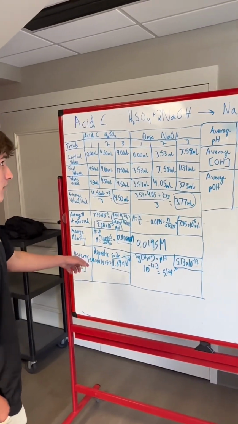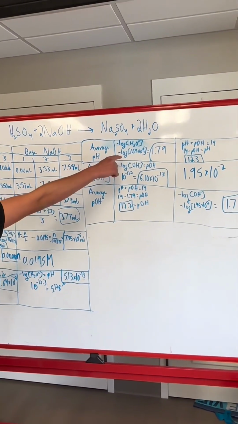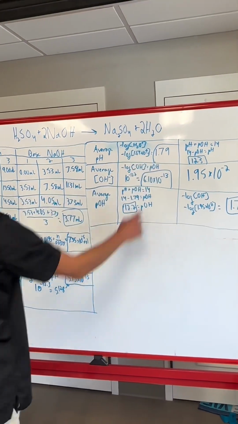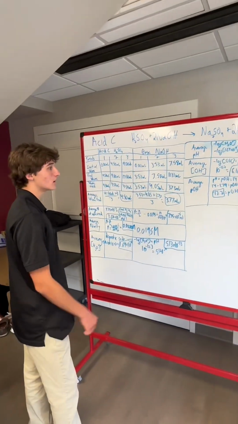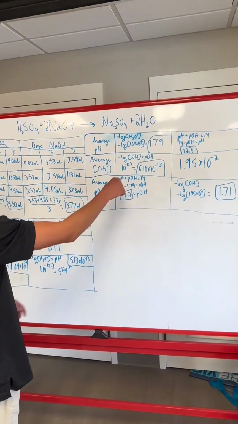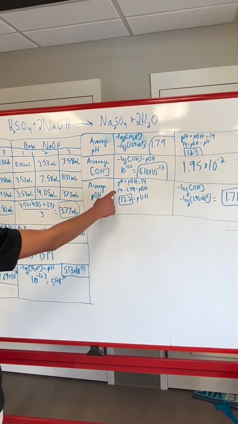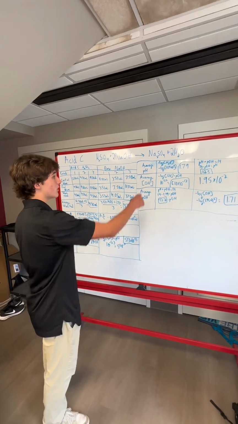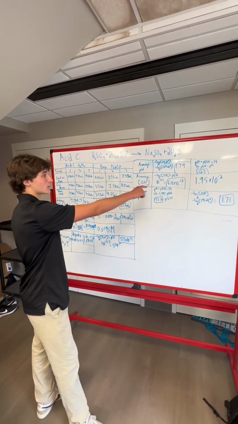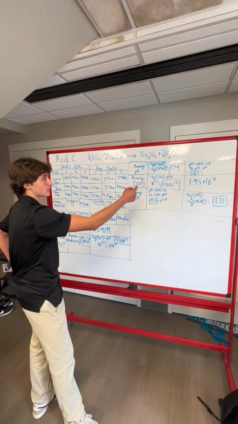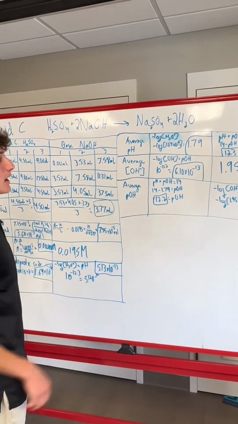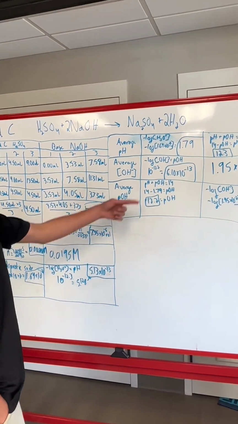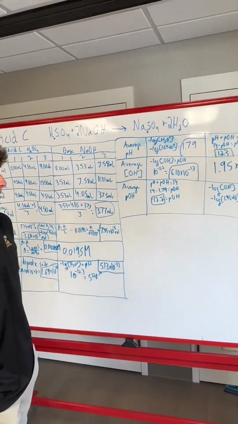Then to find the average pH, we will find the negative log of that number, which gives us a pH of 1.79. And then from there, we'll use the same formula to get the average pOH, which is 14 minus 1.79 to get 12.2. And then for the average hydroxide, we will have to do the inverse of the log, which would be 10 to the negative 12.2 to get an average OH of 6.10 times 10 to the negative 13.